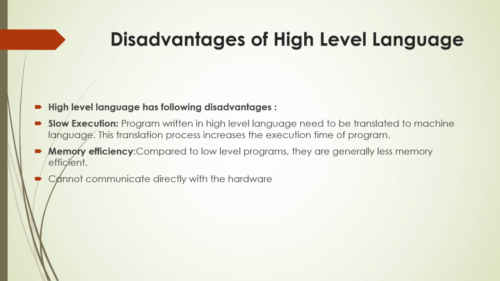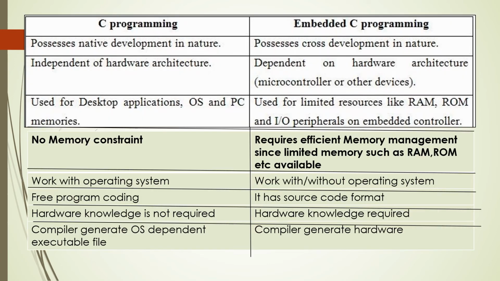The main disadvantage of high-level language is that it has slow execution. That is, a program written in a high-level language needs to be translated to machine language, and it takes much more execution time for the program. And efficiency is also much lesser as compared to low-level programming. So, yeah, that's it.